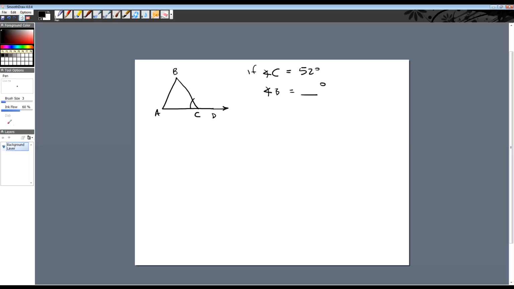Well, remember, it's an isosceles triangle, so these two angles are going to be the same. So if C is 52 degrees, then A is also 52 degrees, and 52 degrees plus 52 degrees is 104 degrees. So the remaining angle, angle B here, would be 180 degrees minus 104 degrees, or 76 degrees. The key here to remember is that for a triangle, the total number of degrees of the angles will always be 180.